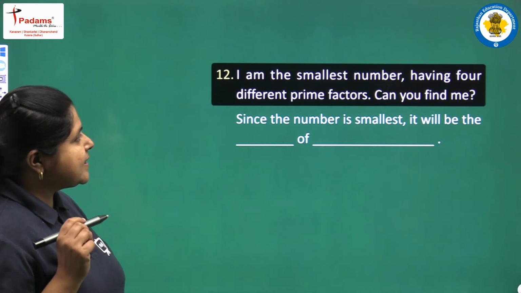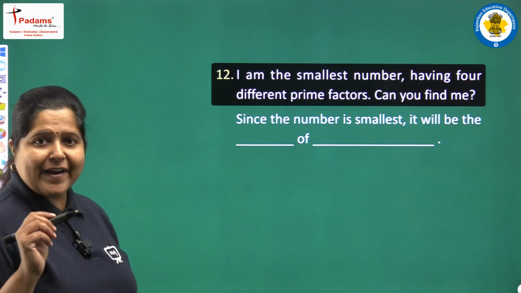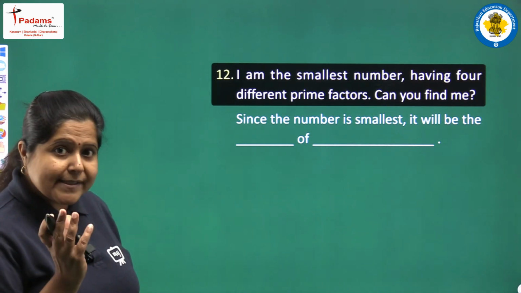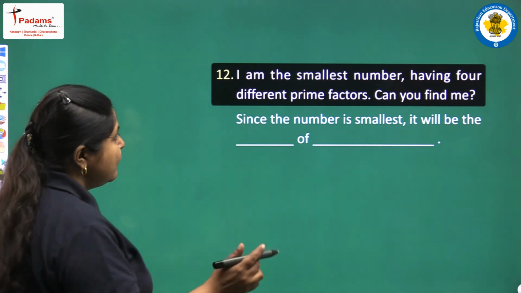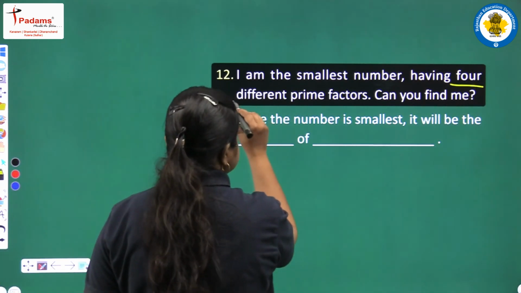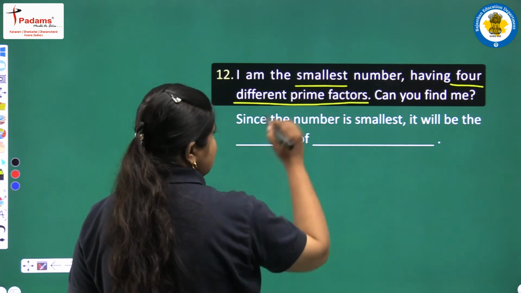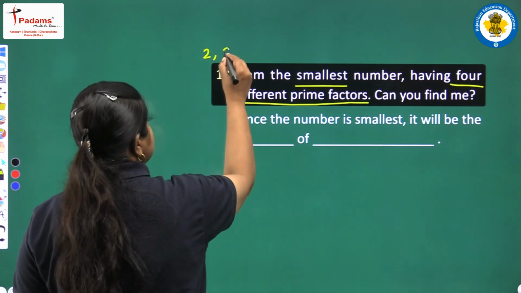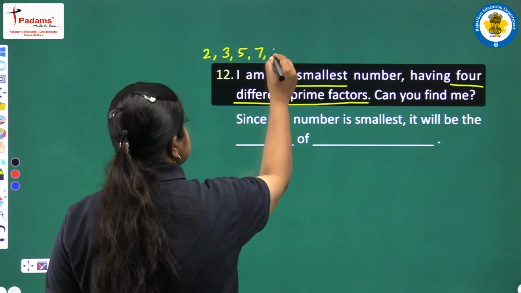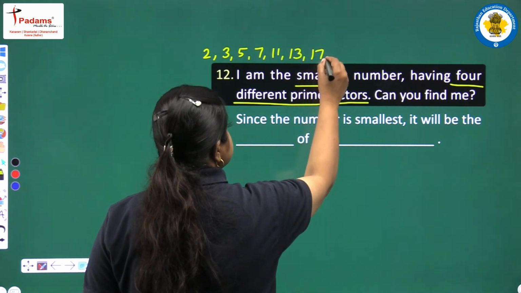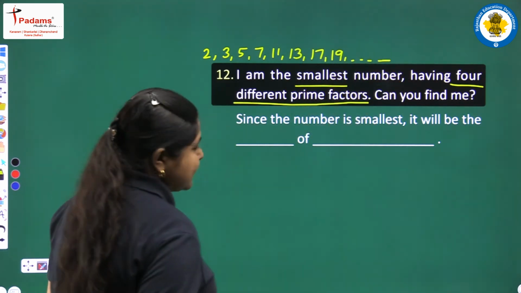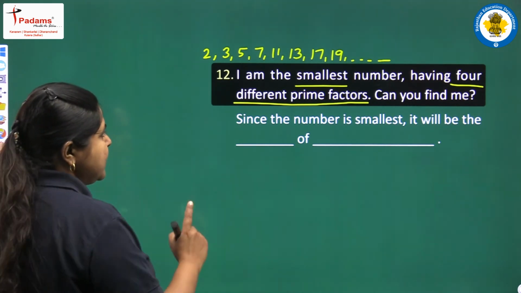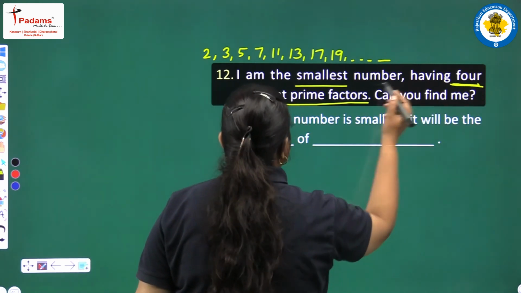I am the smallest number having 4 different prime factors. Can you find me? Here we have to find a number, the smallest number, which is having 4 different prime factors, and it is the smallest one. So first of all, let us write the prime numbers. Recall it: 2, 3, 5, 7, 11, 13, 17, 19 and so on. These are the prime numbers. Now we have to find the smallest number which is having 4 different prime numbers.